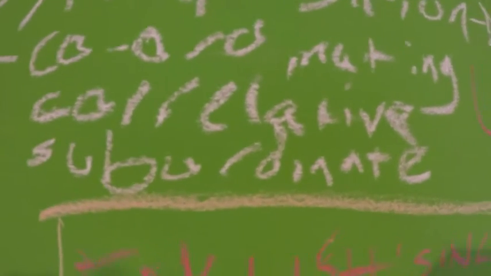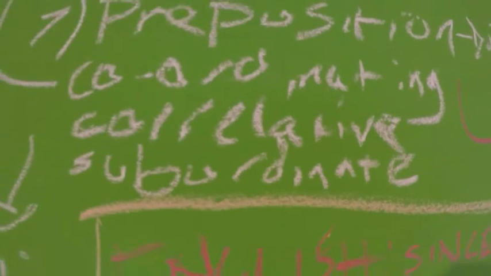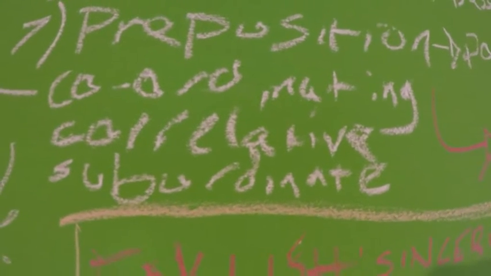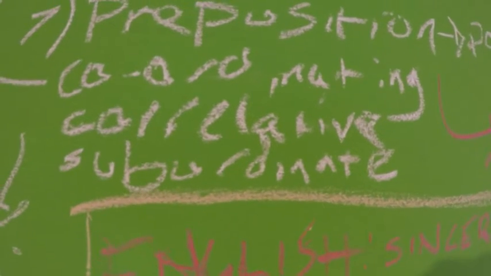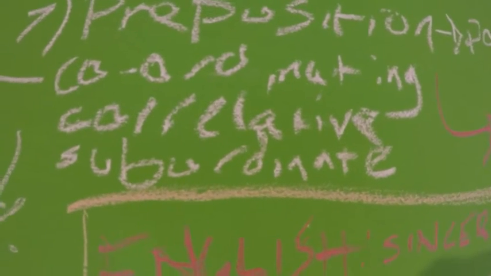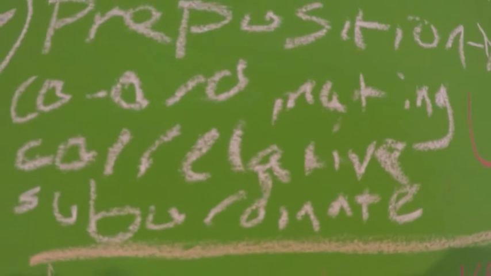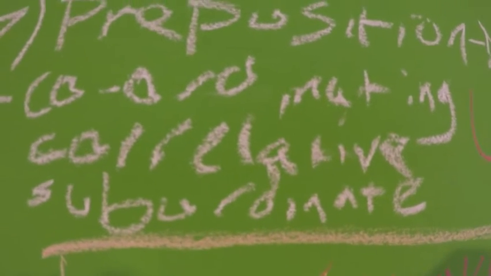Coordinating conjunctions help with joining like with like. The most common coordinating conjunction is and. So bananas and apples. So that's their function, right? So you're joining like with like.